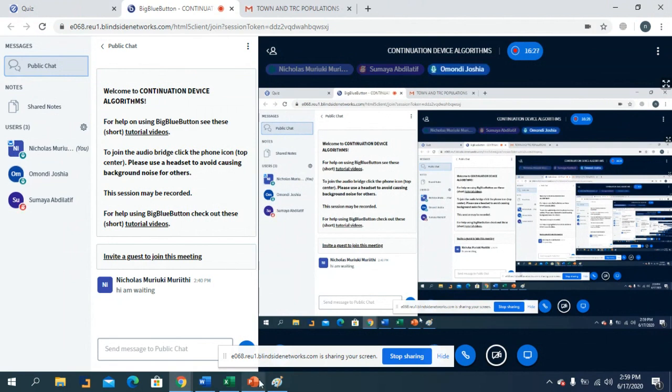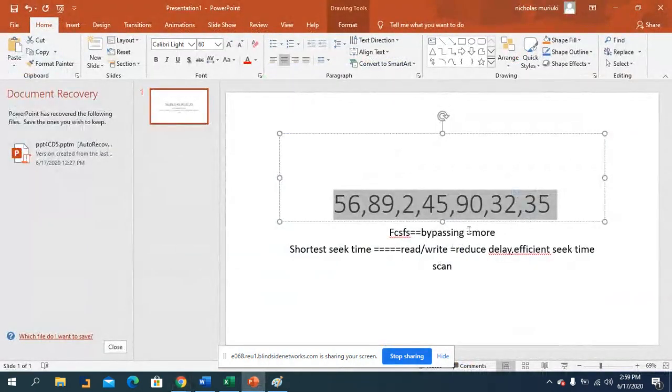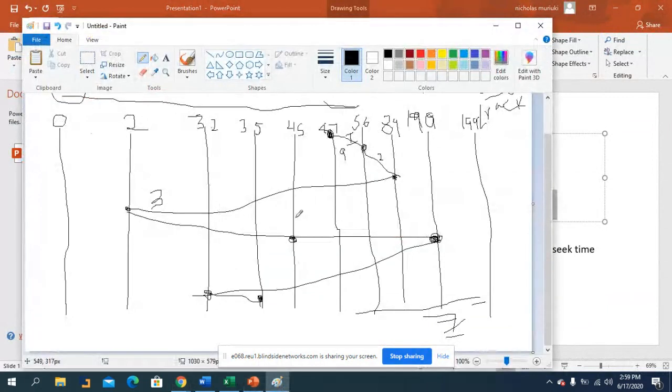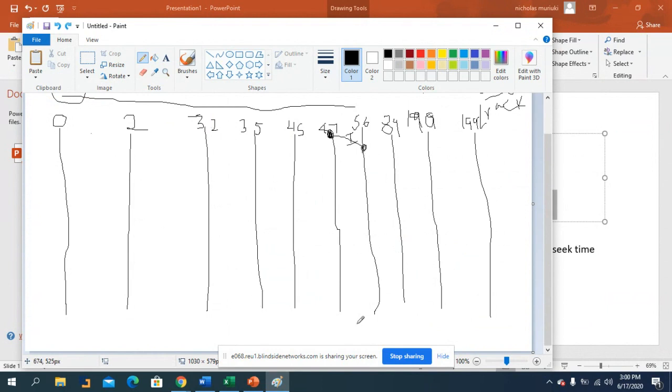The next algorithm we were supposed to look at is the shortest seek time. I want to use the same method, and I think you have understood this, so I want to do away with this method and move directly to that algorithm. We need to make sure the latency delay is very small and the waiting time is minimal. It is very hard to do away with waiting time, but we can try to reduce the latency delay.